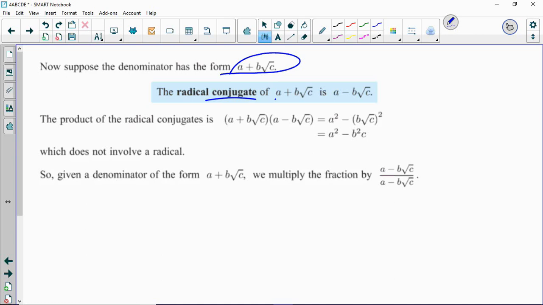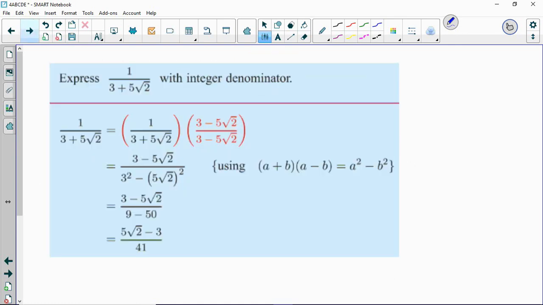If we originally had a plus b times the square root of c, we're now going to use a minus b times the square root of c. If we originally had a minus, we're now going to use a plus. This looks more complicated than I think it is. Let's see an example. So my denominator here is 3 plus 5 times the square root of 2. So in order to rationalize this denominator, we're going to multiply here by 3 minus 5 times the square root of 2 over itself, because that's just a fancy looking 1.